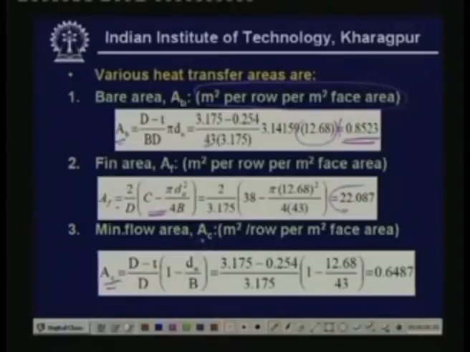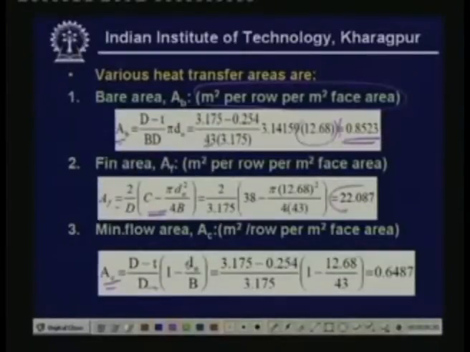Minimum flow area, as I said, is nothing but the area between the two tubes, where the velocity becomes maximum and the flow area becomes minimum. That is defined as (D minus T) by D into (1 minus D naught by B), and again everything is known. If you substitute that, you find that minimum flow area is 0.6487 meter square per row per meter square face area.